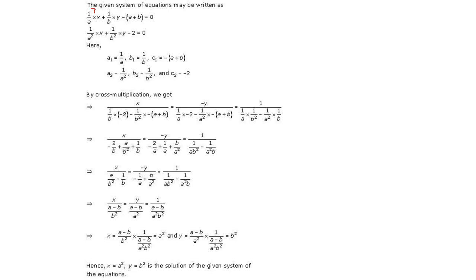Now here you have again the same thing: 1 by A is A1, 1 by A square is A2, 1 by B equal to B1, 1 by B square equal to your B2. And minus a plus b is your c1 and minus 2 is your c2. So do the cross multiplication, and you see that after all the cancellation, a minus b gets cancelled, and you are left with a square, b square gets cancelled. Here a minus b gets cancelled, a square gets cancelled, you get b square.